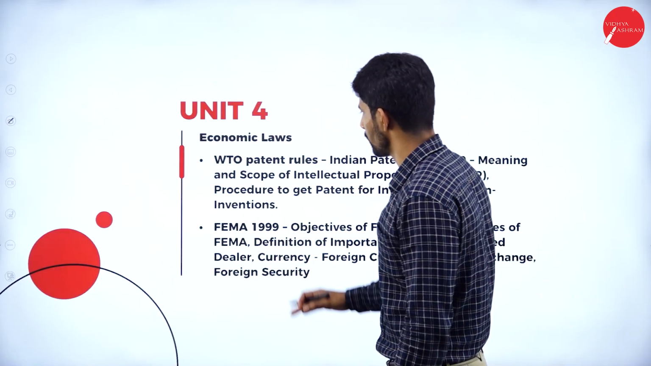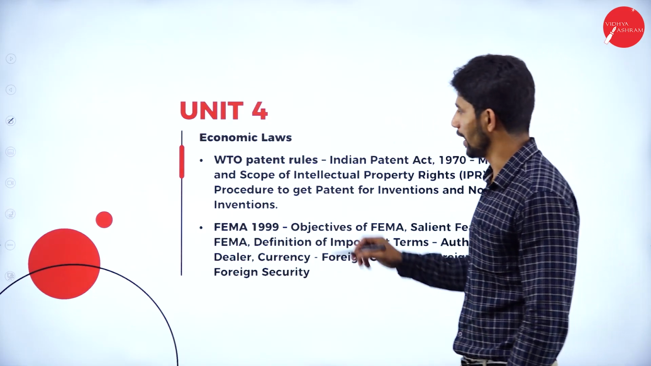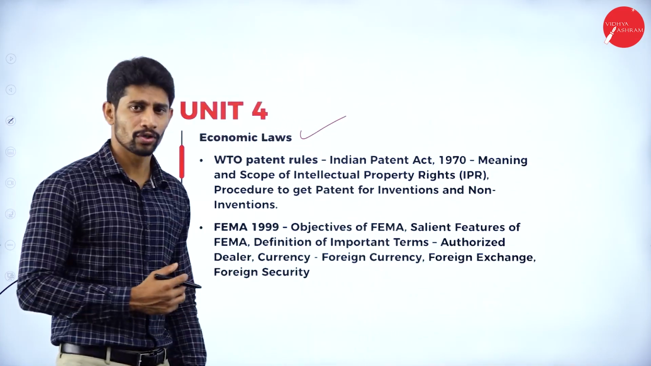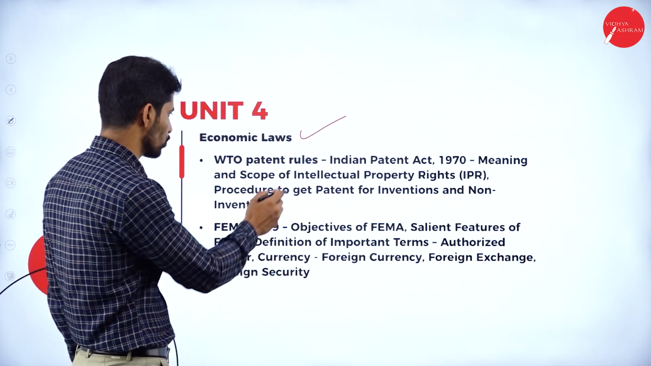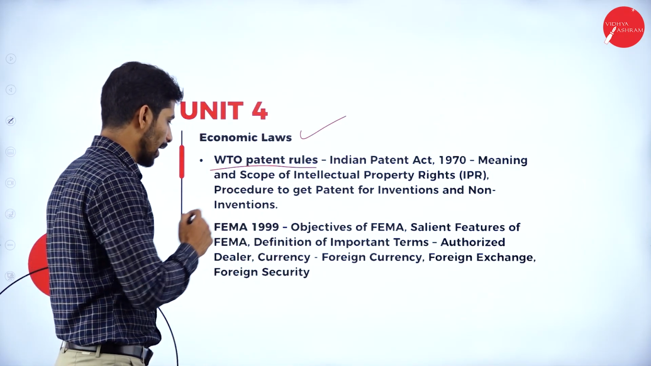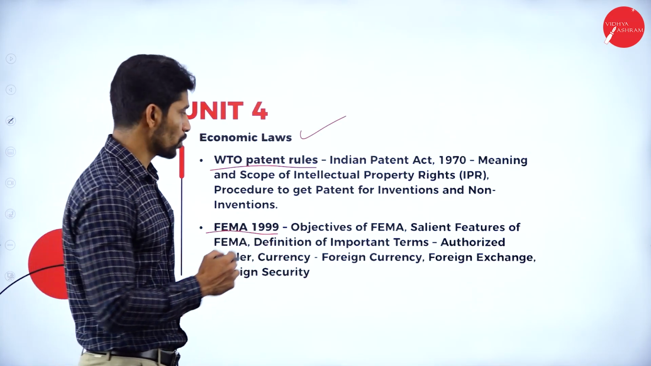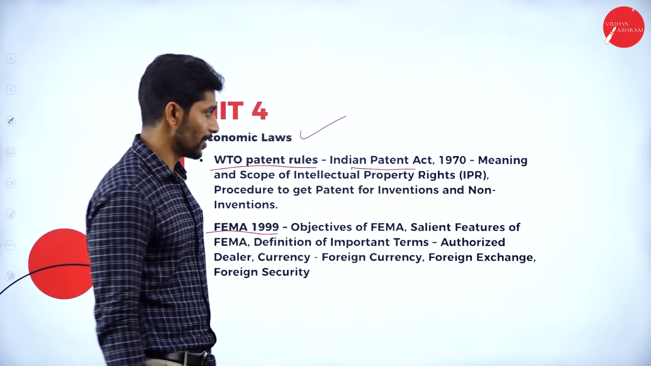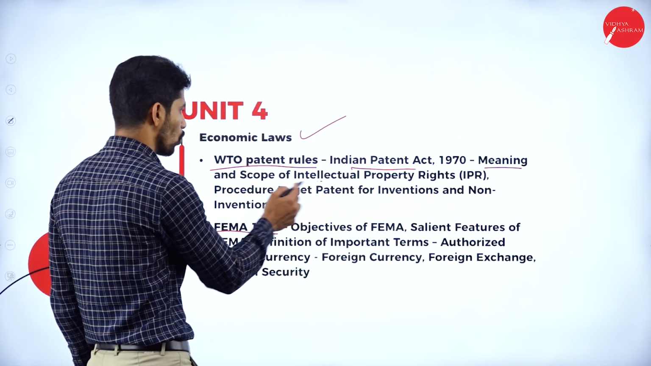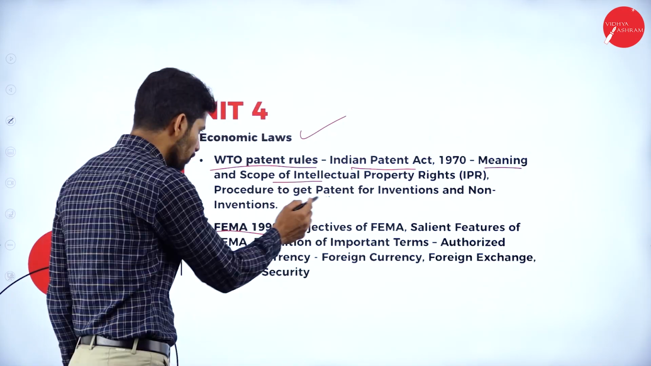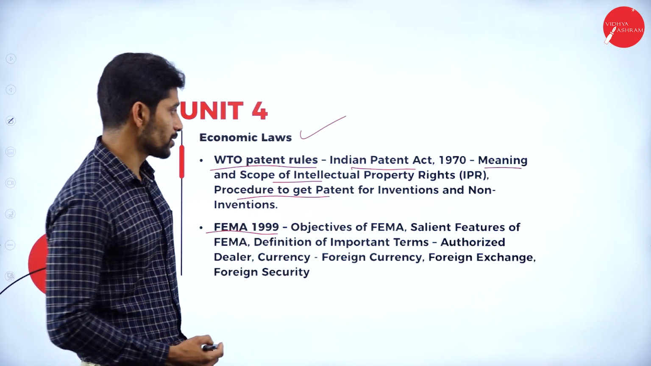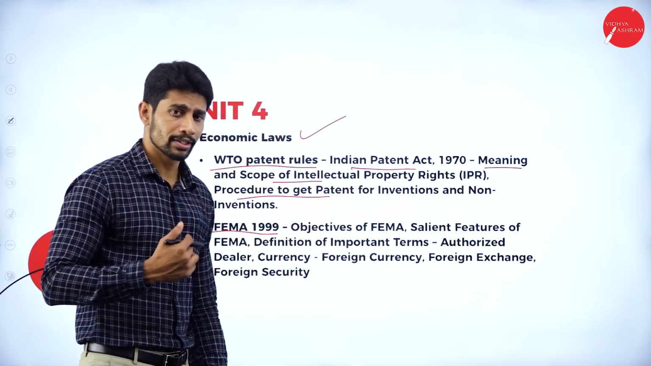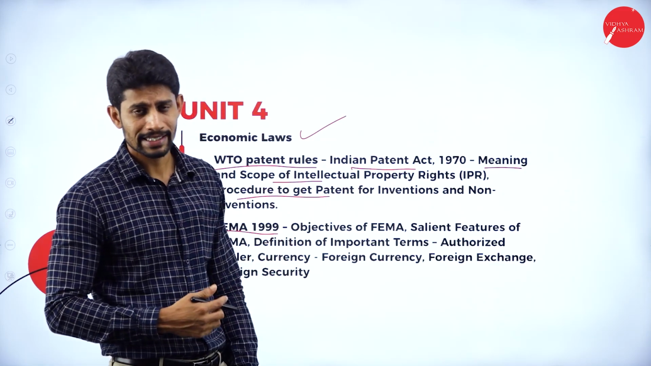Moving further, unit number 4. Unit number 4 deals with economic laws. Under this particular unit, you are going to study two types of acts. Which are those? That is WTO patent rules and FEMA 1999. Under WTO patent rules, you are going to study the Indian Patent Act 1970, the meaning of the Patent Act and the scope of intellectual property rights, that is IPR, and the procedure to get a patent for inventions and non-inventions. About this you are going to study under WTO patent rules under the Indian Patent Act 1970.